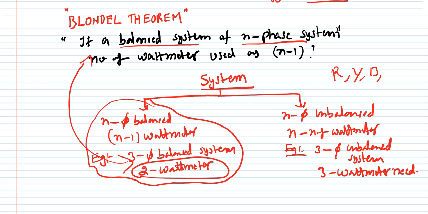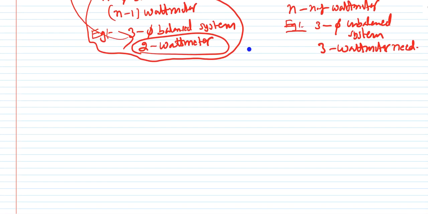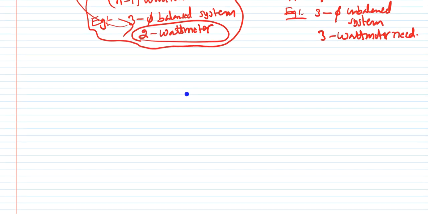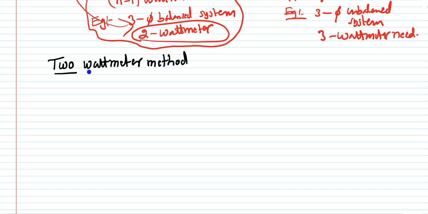Now we will take that balanced system and the 2 wattmeters and try to measure the power in the balanced system. So I can write here, it is a 2 wattmeter method. Now I'm considering the 3-phase balanced system. Therefore, according to Blondel's theorem, I need 2 wattmeters, so this is the 2 wattmeter method to measure the power in a 3-phase balanced system.